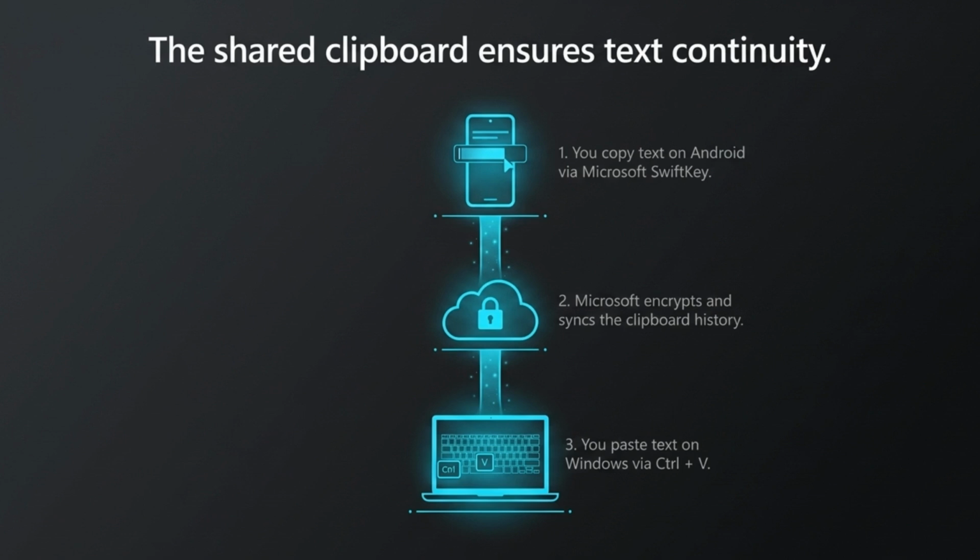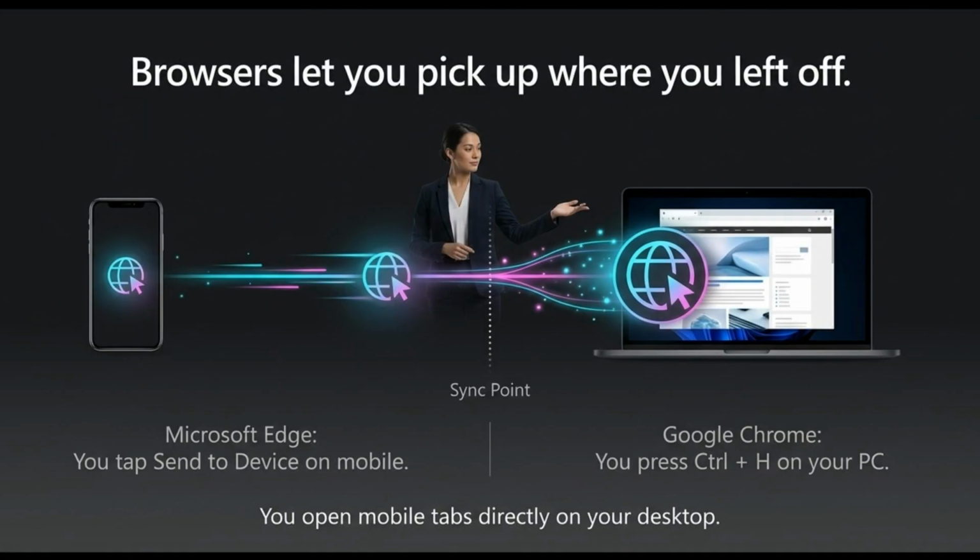The shared clipboard ensures text continuity. Copy text on Android via Microsoft SwiftKey, and Microsoft encrypts and syncs the clipboard history so you can paste it on Windows. Browsers let you pick up where you left off.